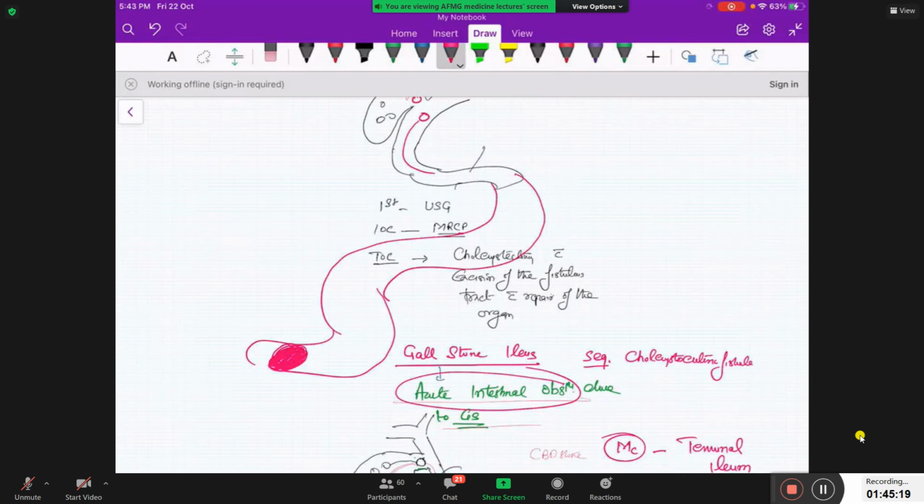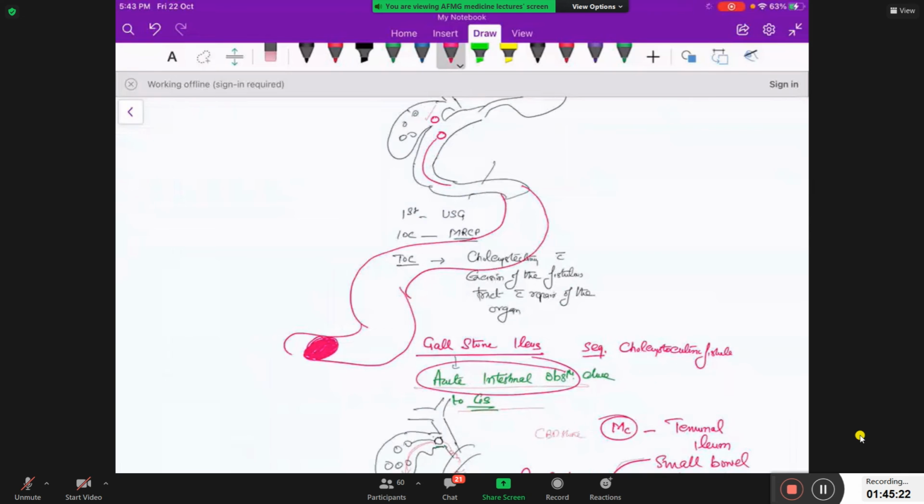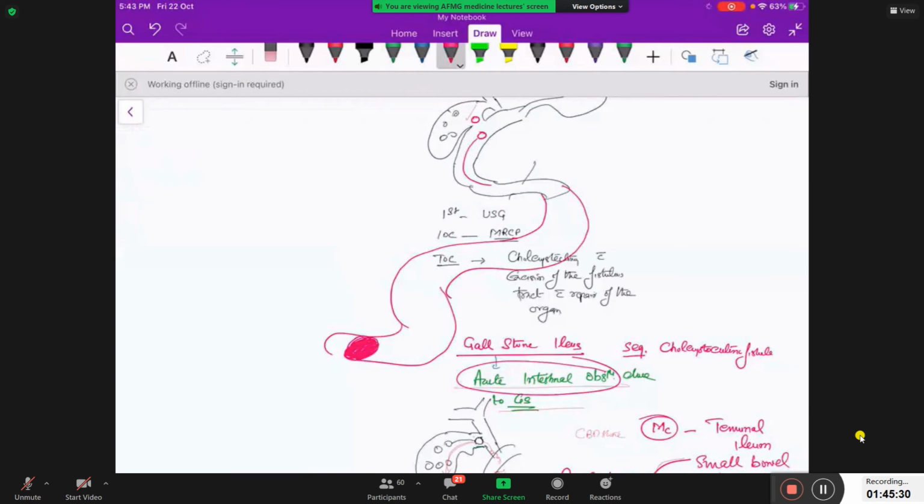Listen to this point carefully. In treating a gallstone ileus, I have two options. One option is I open this abdomen, exploratory laparotomy, give incision on the intestine, open intestine, remove the stone and close it. What will this be called when I open intestine and remove the stone and close it? Enterotomy. Right? So one option is I open intestine, remove the stone and close it.